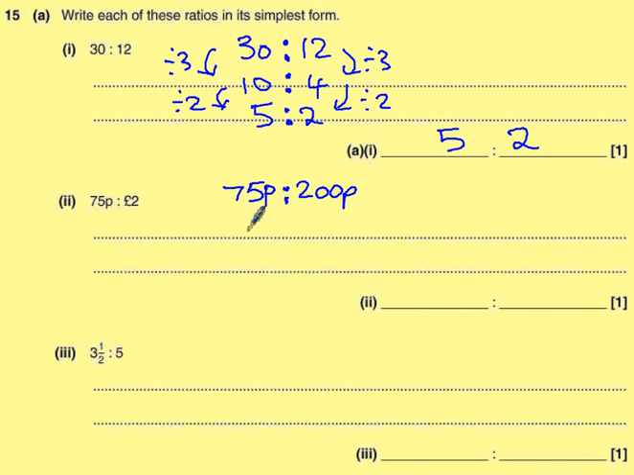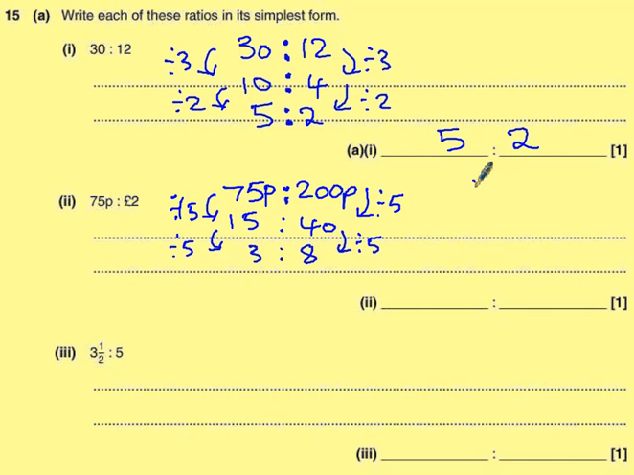Or I can do it another way. I can do it 2 ways. I can divide by 5 here, and divide by 5 here to give me 15 to, 5s into 200 is 40. I can then divide by 5 again to give me 3, and 40 divided by 5 is 8. So that's the ratio 3 to 8.